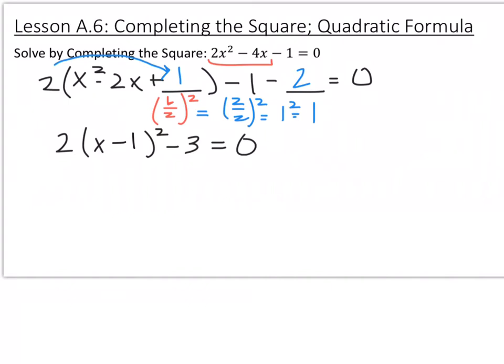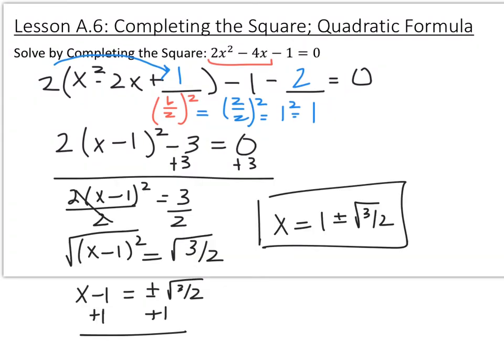Now we need to solve. So go ahead and pause the video and solve for x. So I'm going to isolate the quantity squared, so I'm going to add 3 to both sides, and then I'm going to divide both sides by 2, so I get (x minus 1) quantity squared is equal to 3 halves.